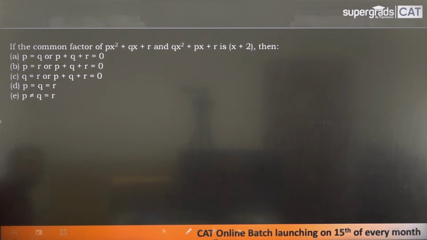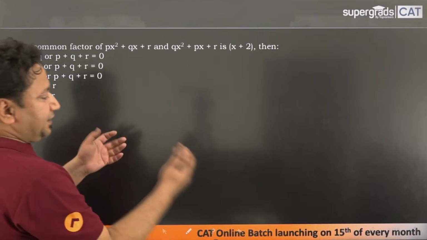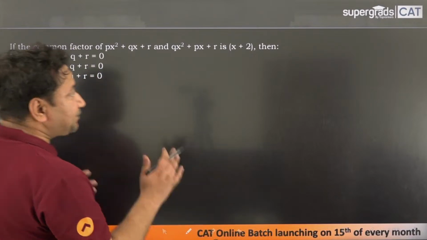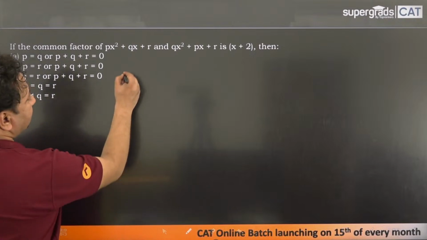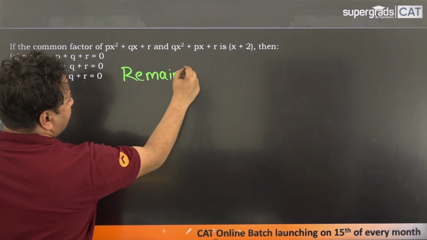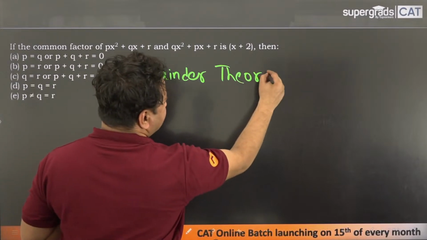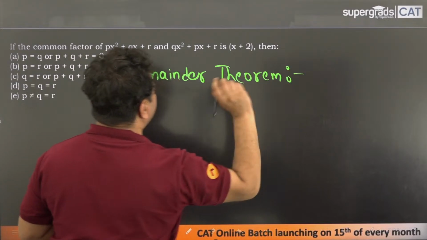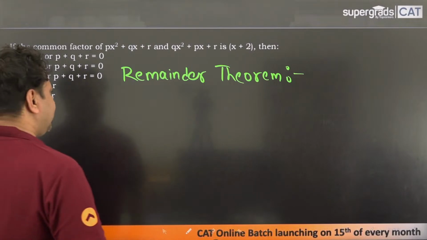By the way, to solve this question, I would like to revisit one basic, I would say, not a formula, but a fact in algebra, and that is called the remainder theorem. If you have forgotten it after CAT preparation, no problem, you will remember. If you don't know it, you will find out. What is the remainder theorem? So it goes like this.